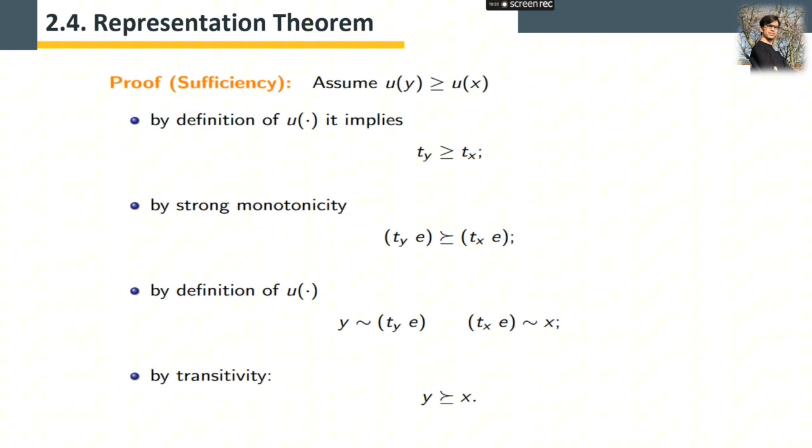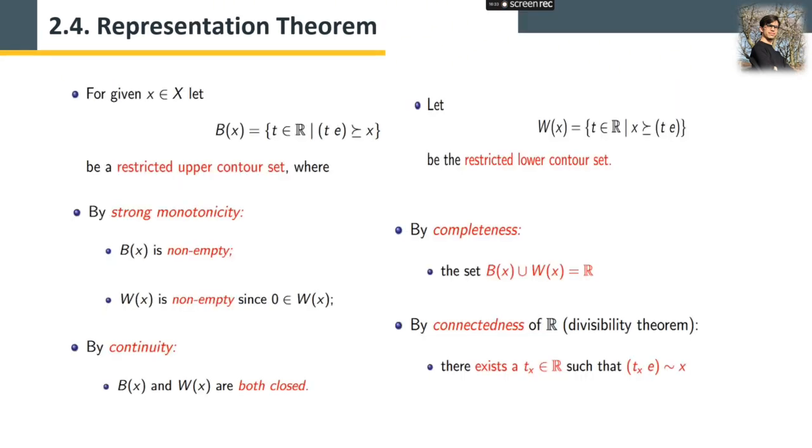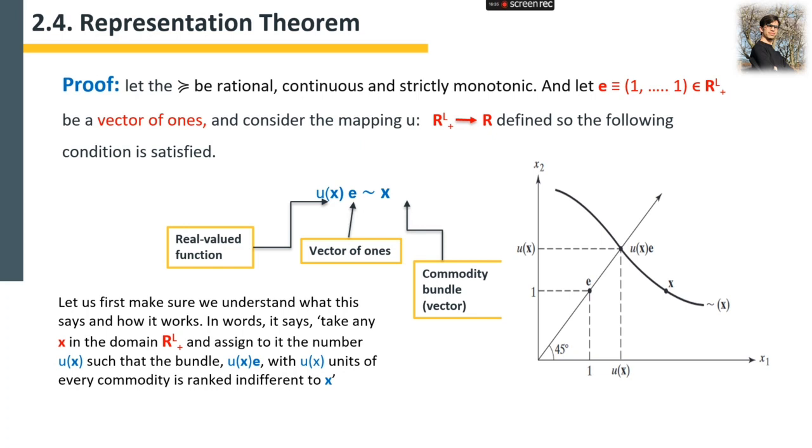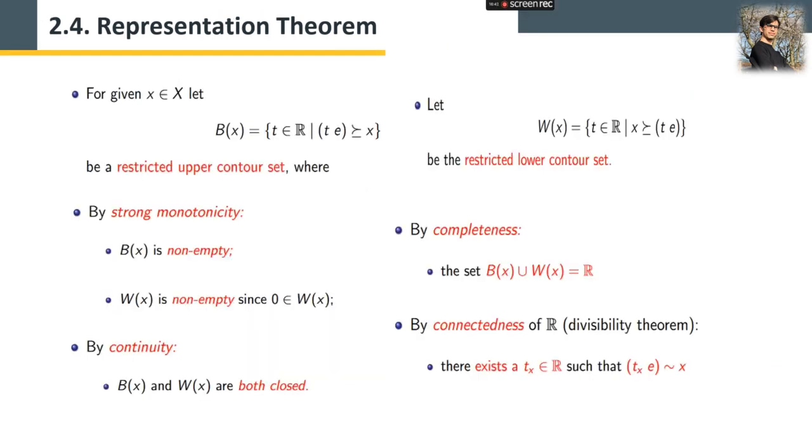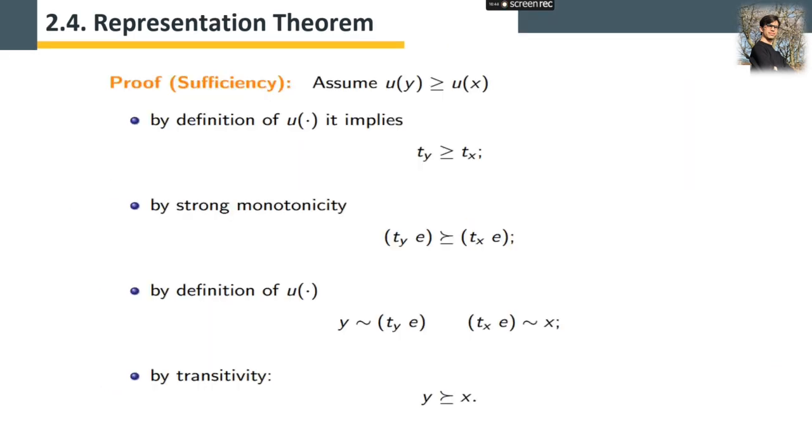And by the definition of the utility function that we previously talked about, ux multiplied by e is indifferent to x. And now when ux is equal to tx and uy is equal to ty, then ty multiplied by e should be indifferent to y, and tx multiplied by e should be indifferent to x. So now we can substitute ty multiplied by e and tx multiplied by e into the relationship that we drew by strong monotonicity.